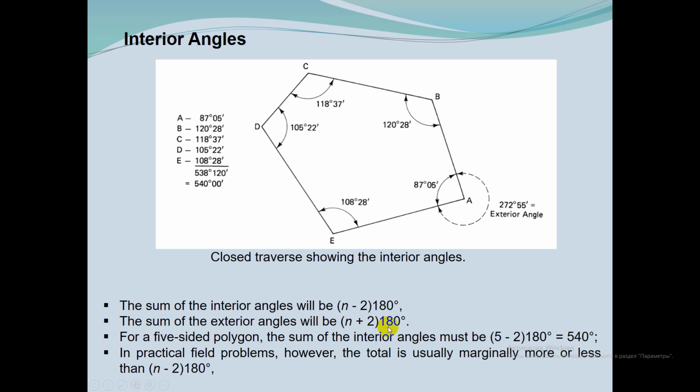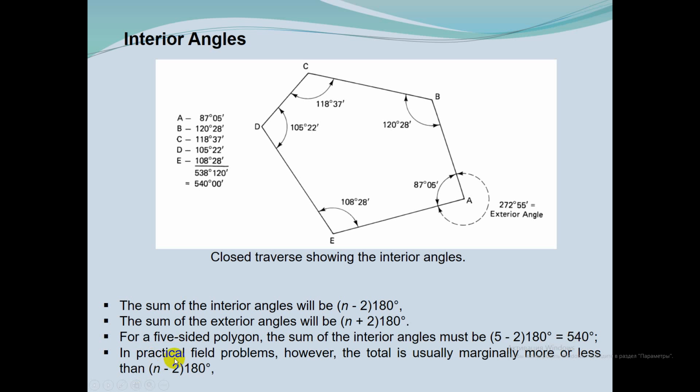For a 5 sided polygon, the sum of interior angles must be 5 minus 2 multiplied by 180 degrees, and equals 540 degrees.